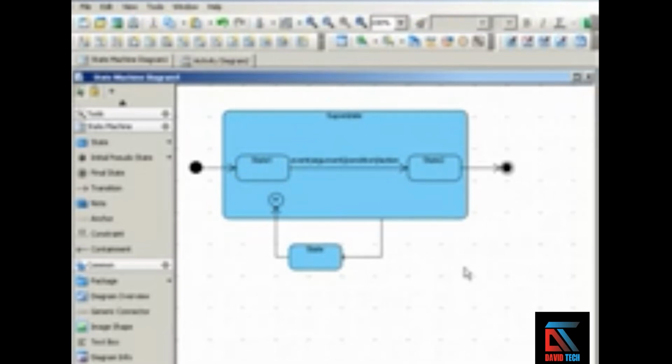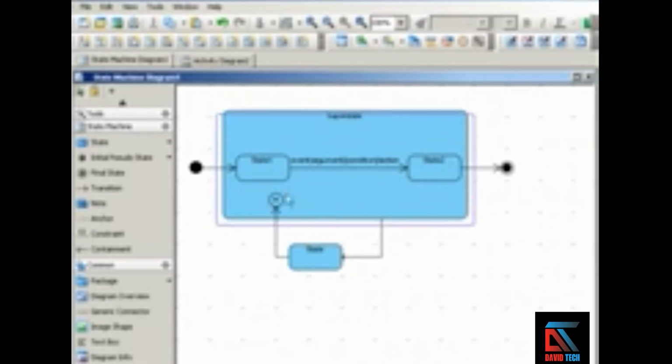A pseudo state is a kind of a marker. Unlike a state, it does not have variables or activities, but it represents a sort of discernible point in the flow from one state to another. For example, this symbol here is the initial pseudo state. It's not a state in itself, but it represents the starting point for the diagram.